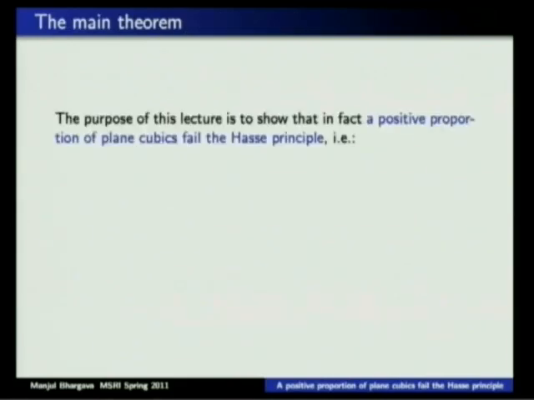What I want to show in this lecture is that, in fact, a positive proportion of plane cubics fail the Hasse principle. That is, the theorem is that if you take the lim inf of N_fail(x) over N_tot(x), that is actually positive. So the proportion is bounded below by something that's positive.